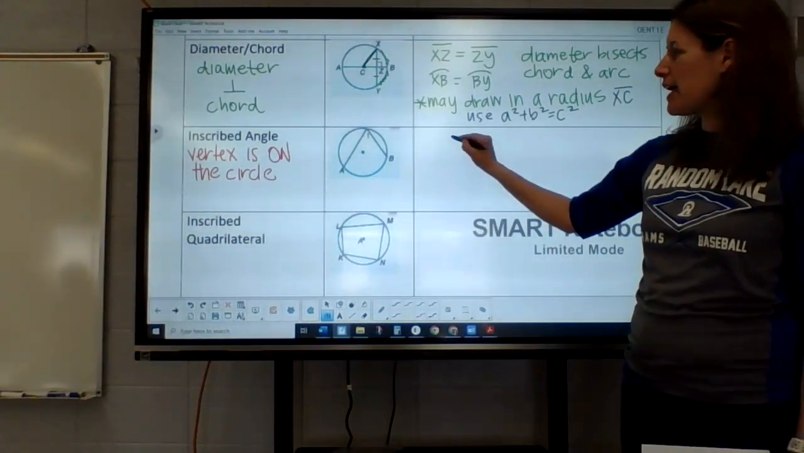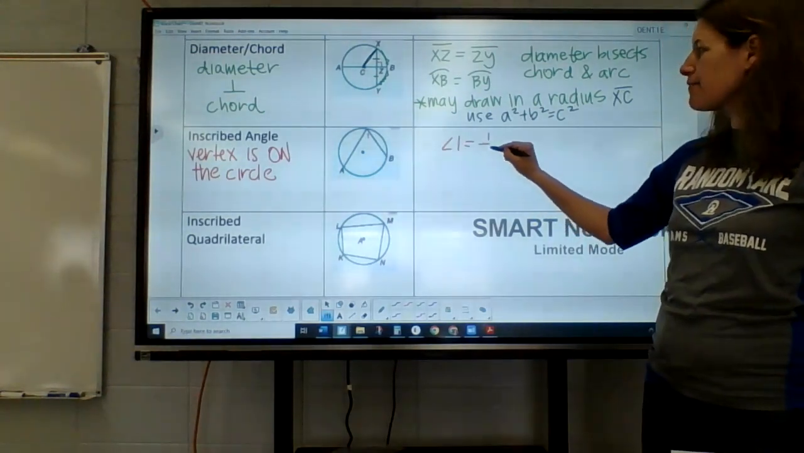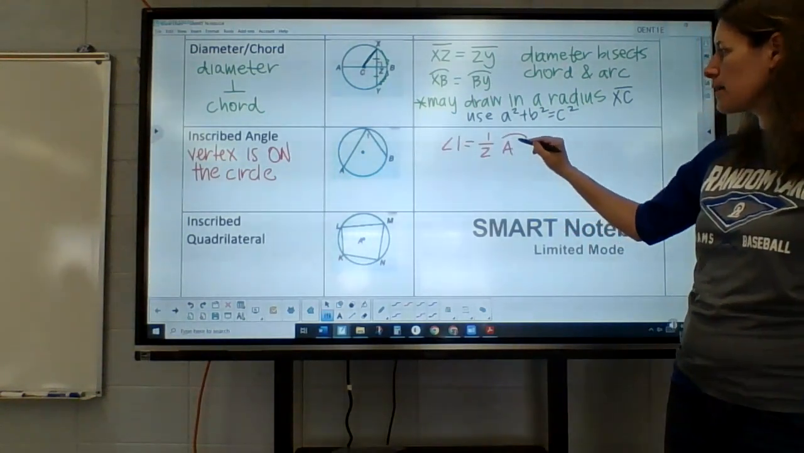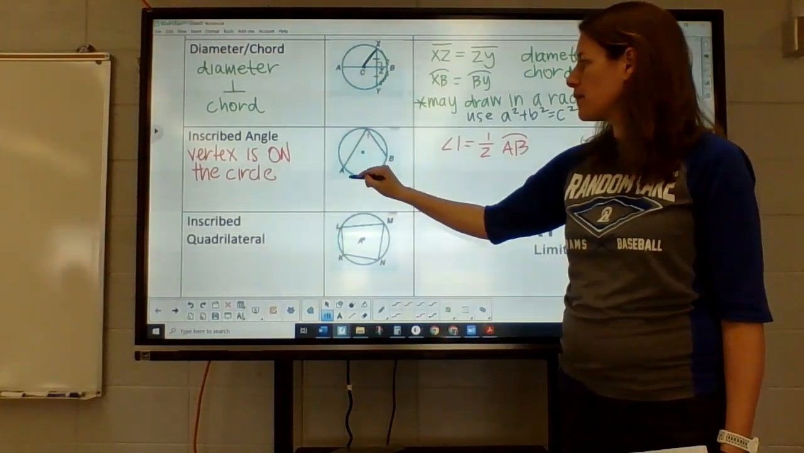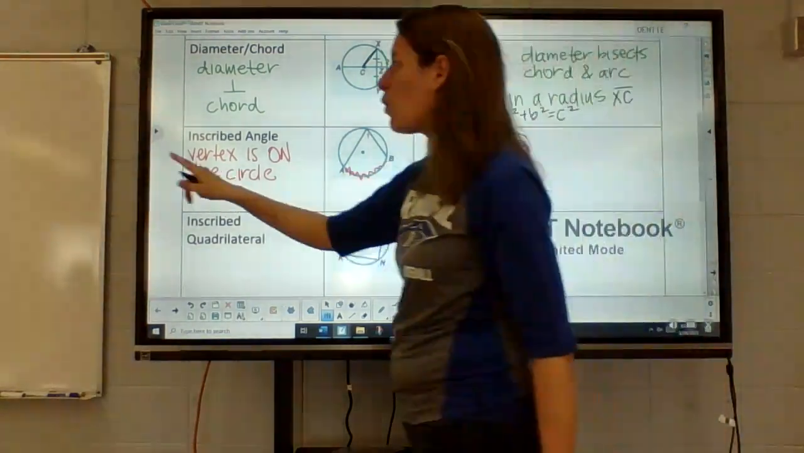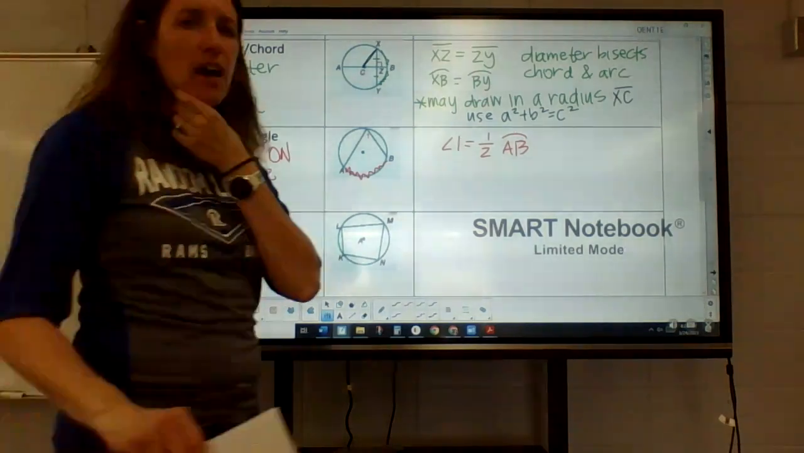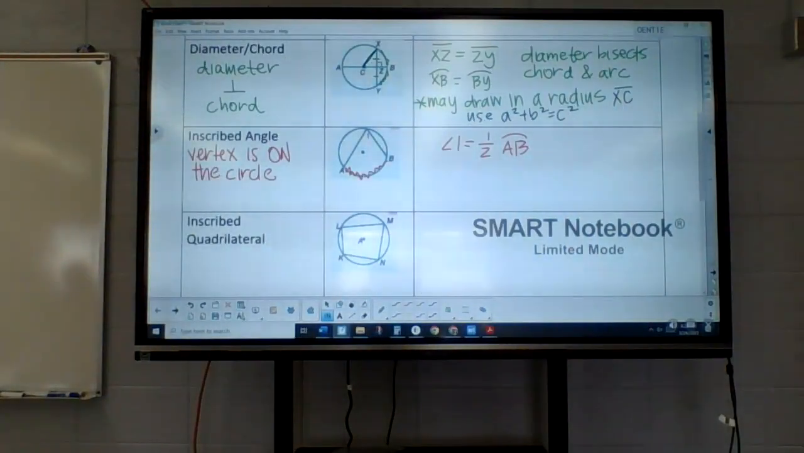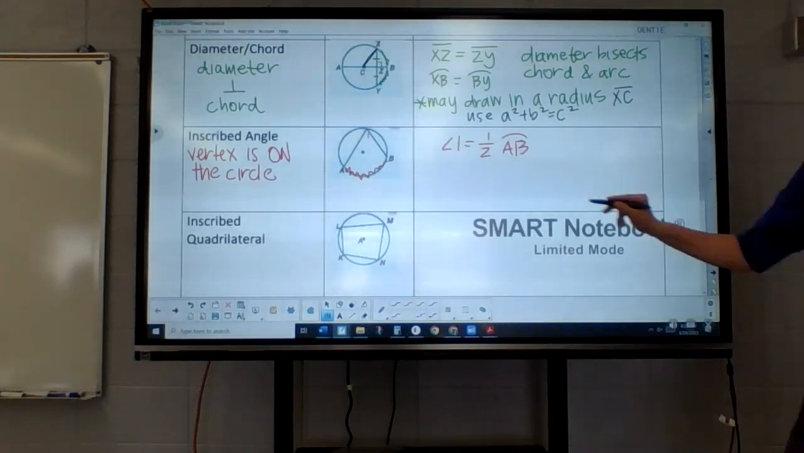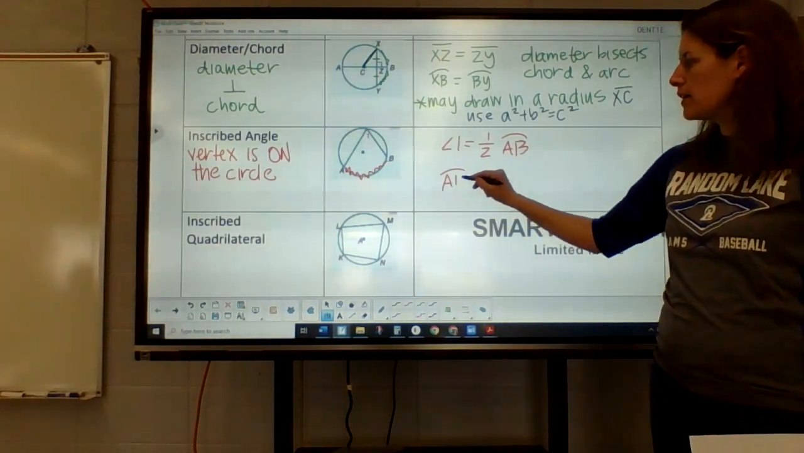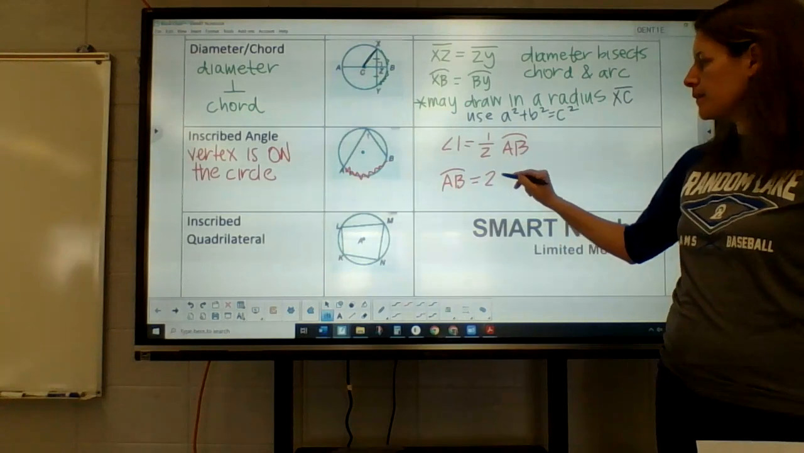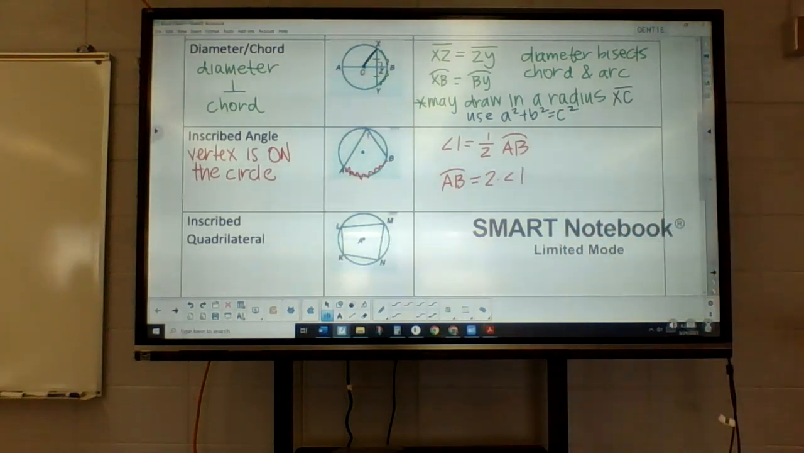So that measure of that angle 1 is going to equal half of that arc from A to B. So I was just talking with Holton about that for his scrimmage, is that this angle is half of the arc. So vice versa, if you know the angle, you have to double it to find the arc. So if that helps to write it another way, the arc is double the angle. It works both ways there.